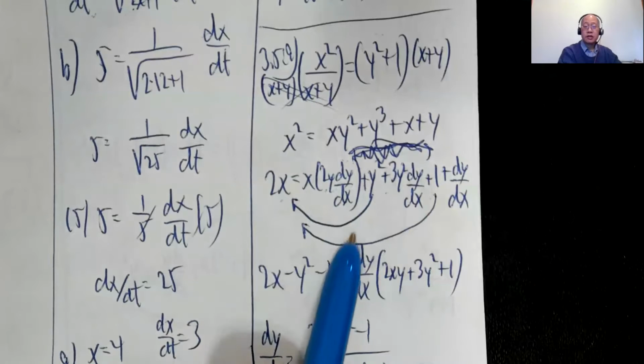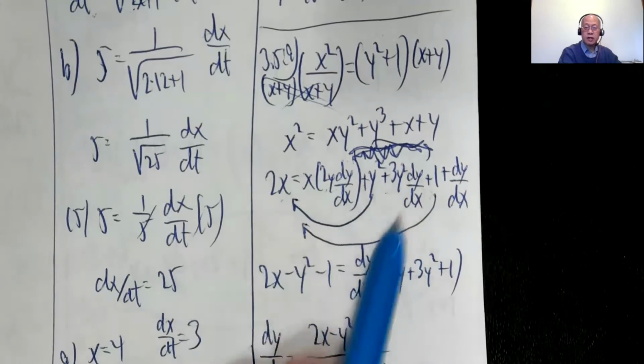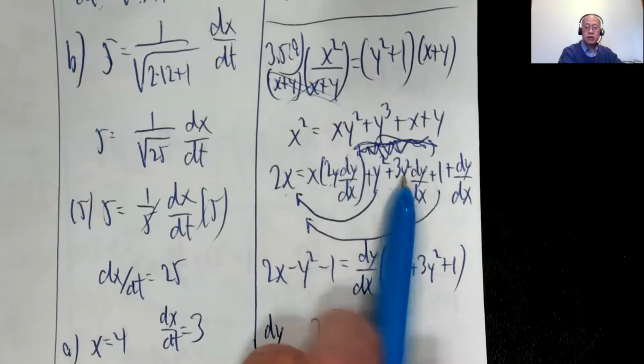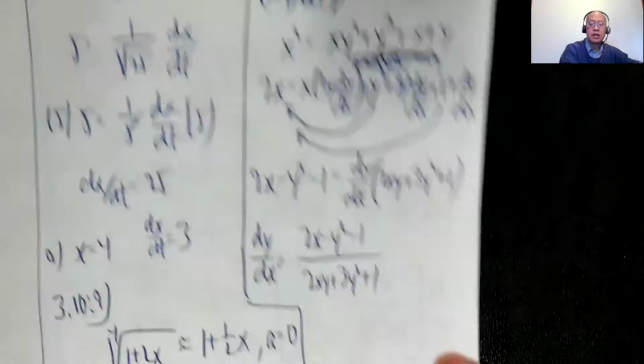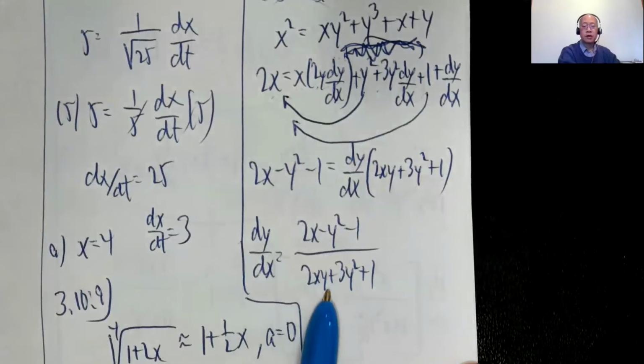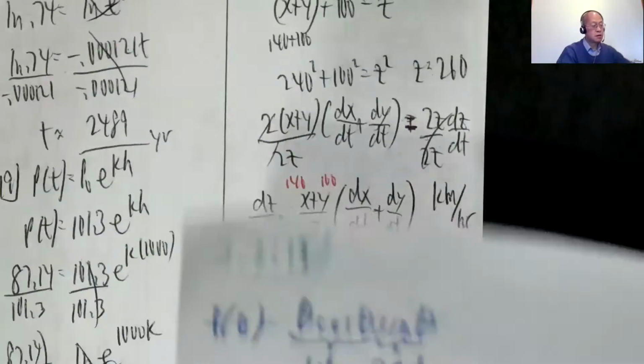Okay. Let's leave all the dy/dx's on this side, and move over the y squared and the 1. 2x minus y squared minus 1 equals this one, this one, this one. Factor out the dy/dx, divide by the factor. So dy/dx is 2x minus y squared minus 1 over 2xy plus 3y squared plus 1.